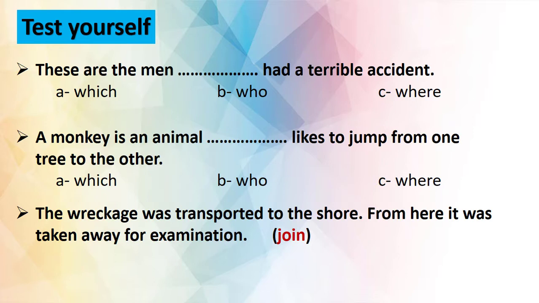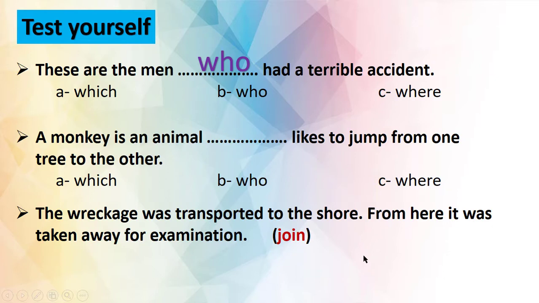Welcome back, my dear students. Now let's check your answers. Can you read the first sentence? These are the men, space, had a terrible accident. I want you to read the words before the space, the men. And the men is things or animals, places or persons? So, which pronoun will we use? Which or where, who or where? Good. We will use the pronoun who.